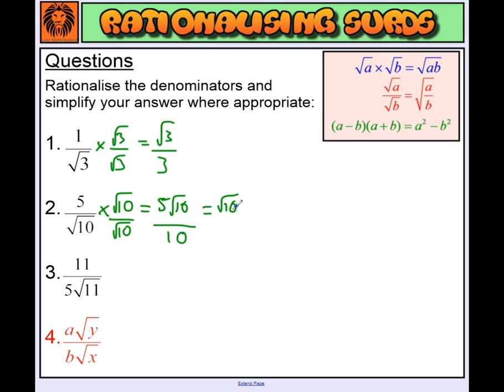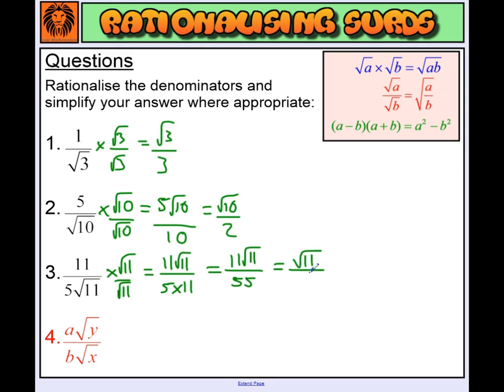We can simplify this further by taking a factor of 5 out, so this will give us root 10 divided by 2. With the third question, we need to multiply the numerator and denominator by root 11. So this will give us 11 root 11 over 5 times 11, because we have root 11 times root 11. Now, this will give us 11 root 11 over 55.